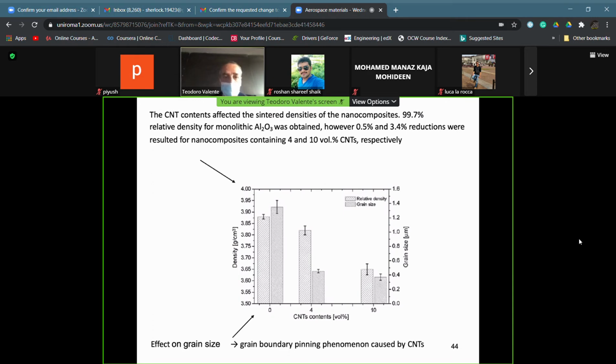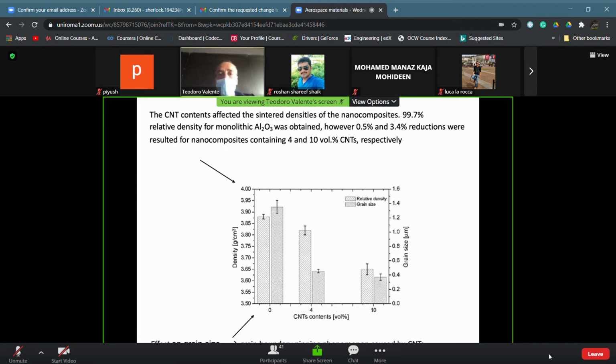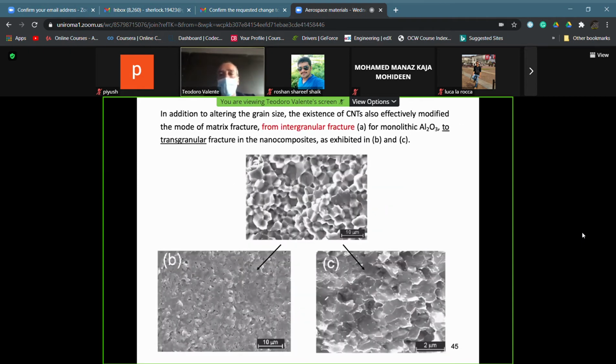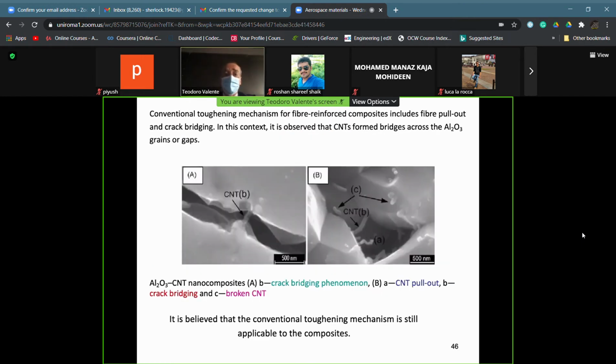And so we see, for example, that also in this case, with the use of CNT, looking to the fracture surface, there is a transition from intergranular fracture, which is usually for monolithic alumina, that is without nanotubes, to transgranular fracture in the nanocomposites. You look to the picture B and C, as we discussed last time, with other solutions.